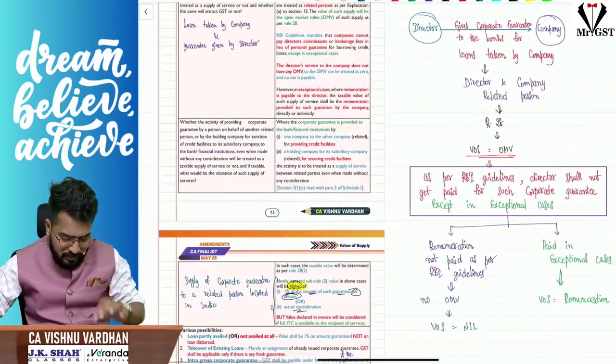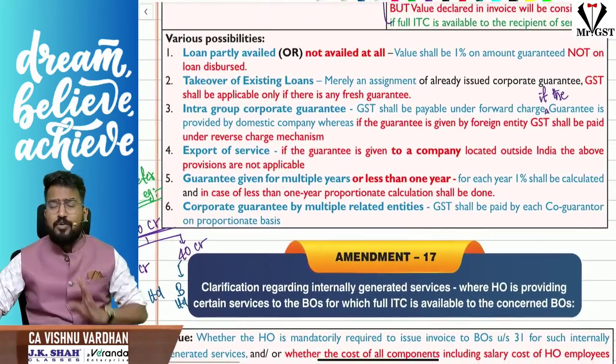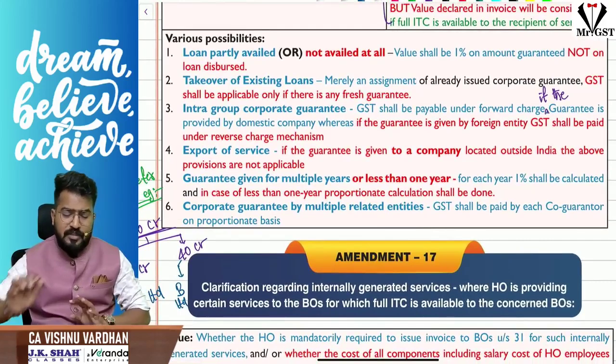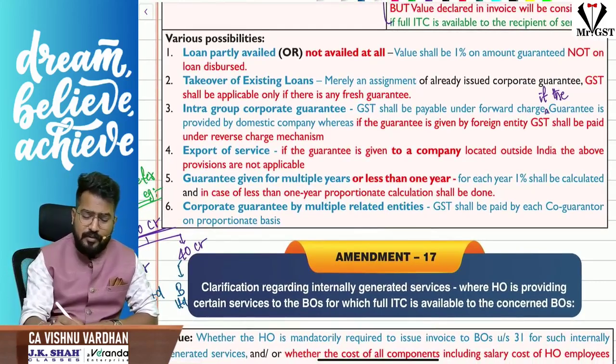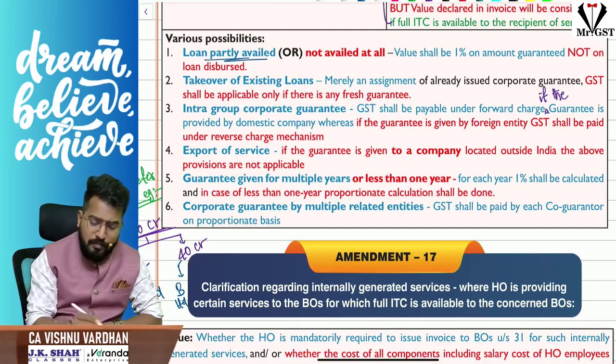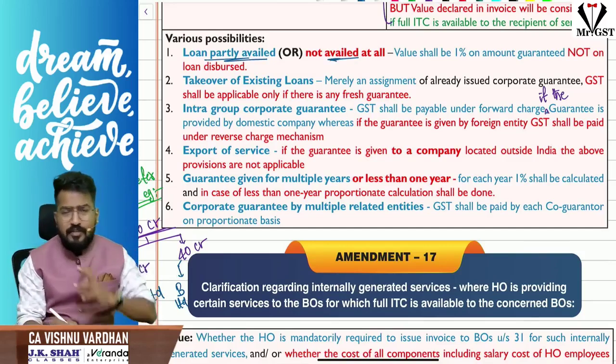And one more thing, some small part of the discussion is also left here. Sir, there are various other possibilities with respect to this clarification. Here, what they are telling now is, you give a corporate guarantee. Here the problem is that the loan is partly availed. Out of 100 crore, they have just availed 30 crores, or they did not even utilize that.